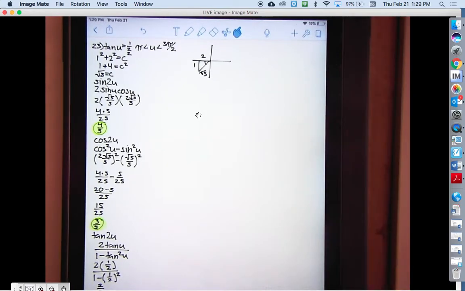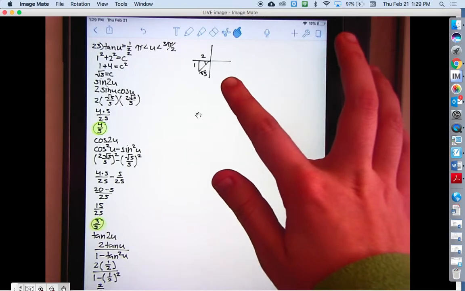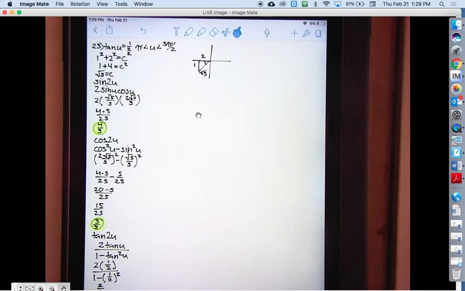So you start off with 23 is tangent u equals 1/2, and u is between pi and 3 pi over 2. So I started off by making the triangle, and since tangent is opposite over adjacent, one side is 1 and one side is 2. And then I used a squared plus b squared equals c squared. And you get 1 squared plus 2 squared equals c squared. So 1 plus 4 is 5, and the square root of that is just square root of 5. So the hypotenuse is the square root of 5.